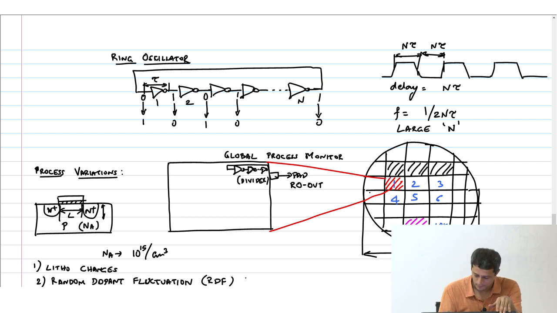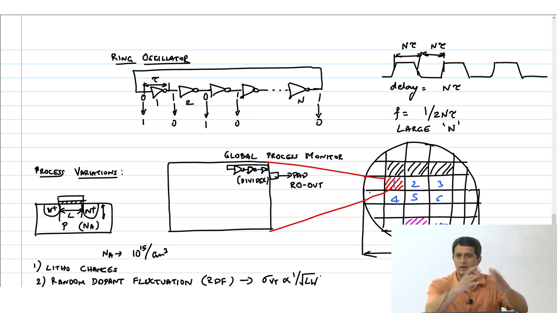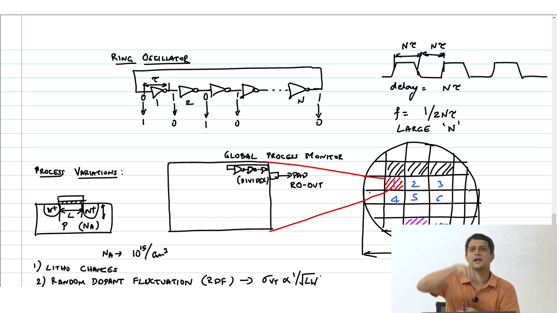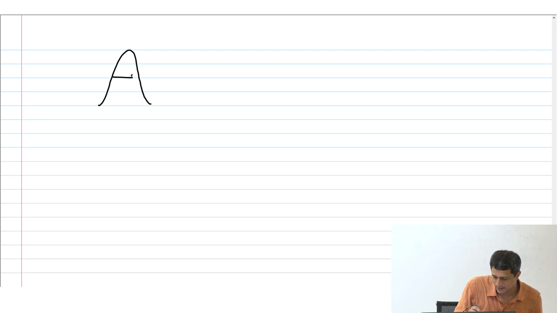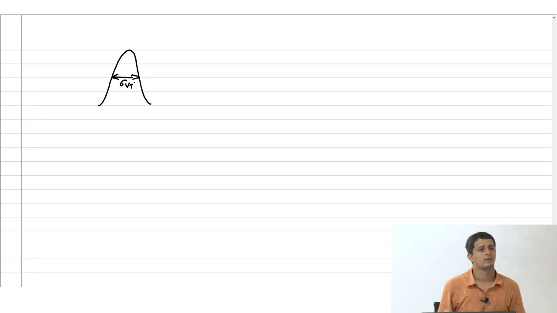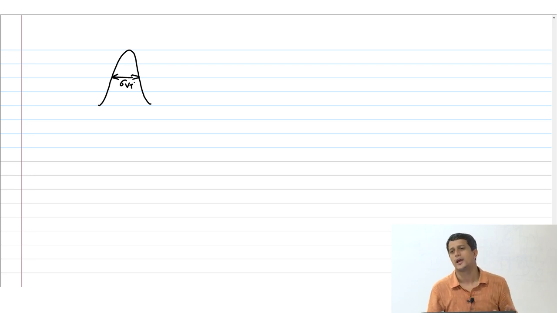Okay. So in fact, the standard deviation of VT due to random dopant fluctuation goes as 1 over root of L into W. Which means that if I have a larger area, like I told you, it means I have 1000 atoms. In 1000 atoms, if 30 fail, not much will happen, which means that the standard deviation, right? So if I take 10,000 devices and plot the histogram, I'll get a spread in the VT, right? If I plot the histogram, the VT will look like this, right? In a Gaussian shape, and somewhere here, this is my sigma VT. Sigma VT goes as 1 by root of L into W.